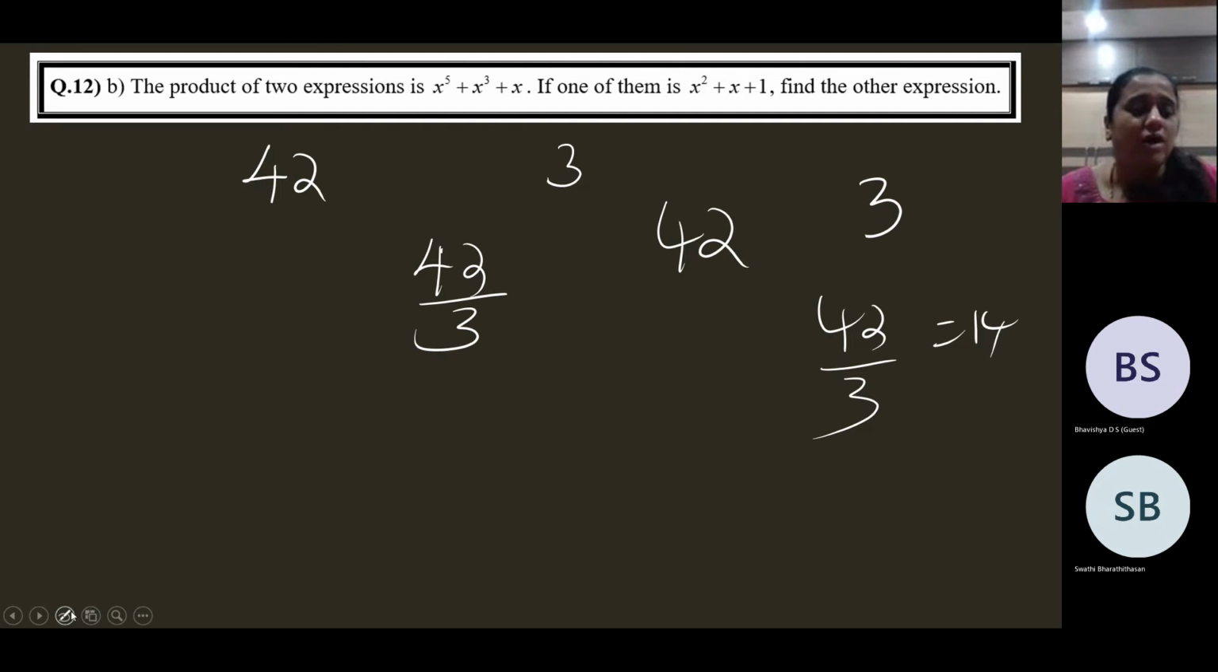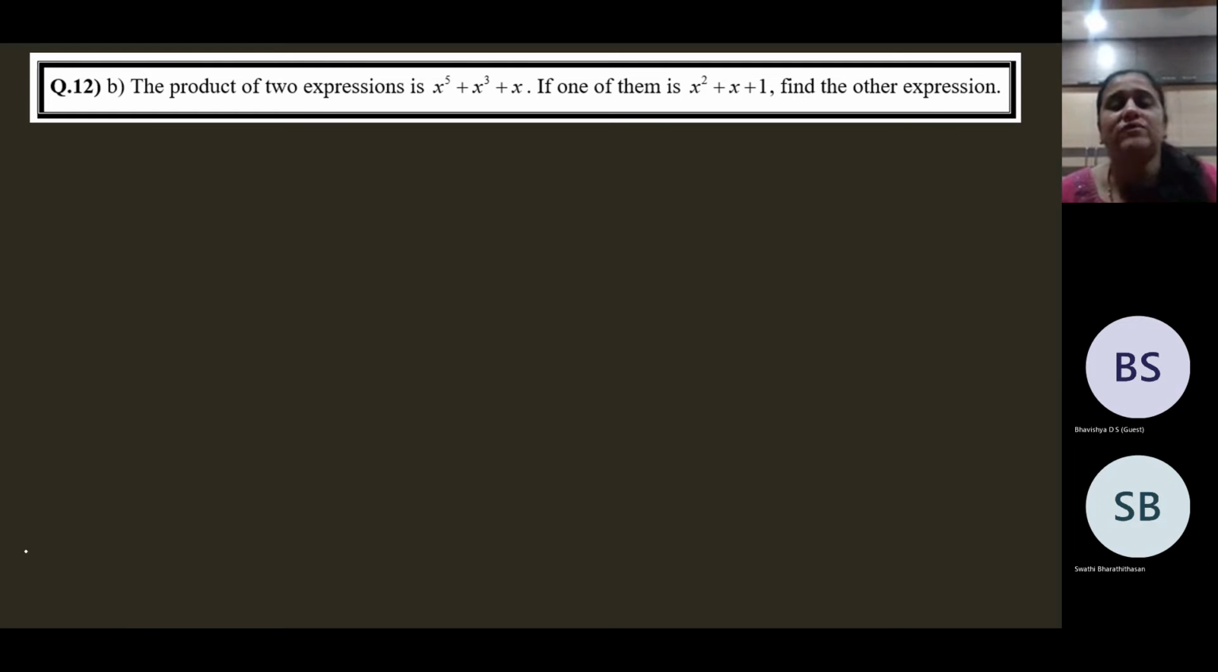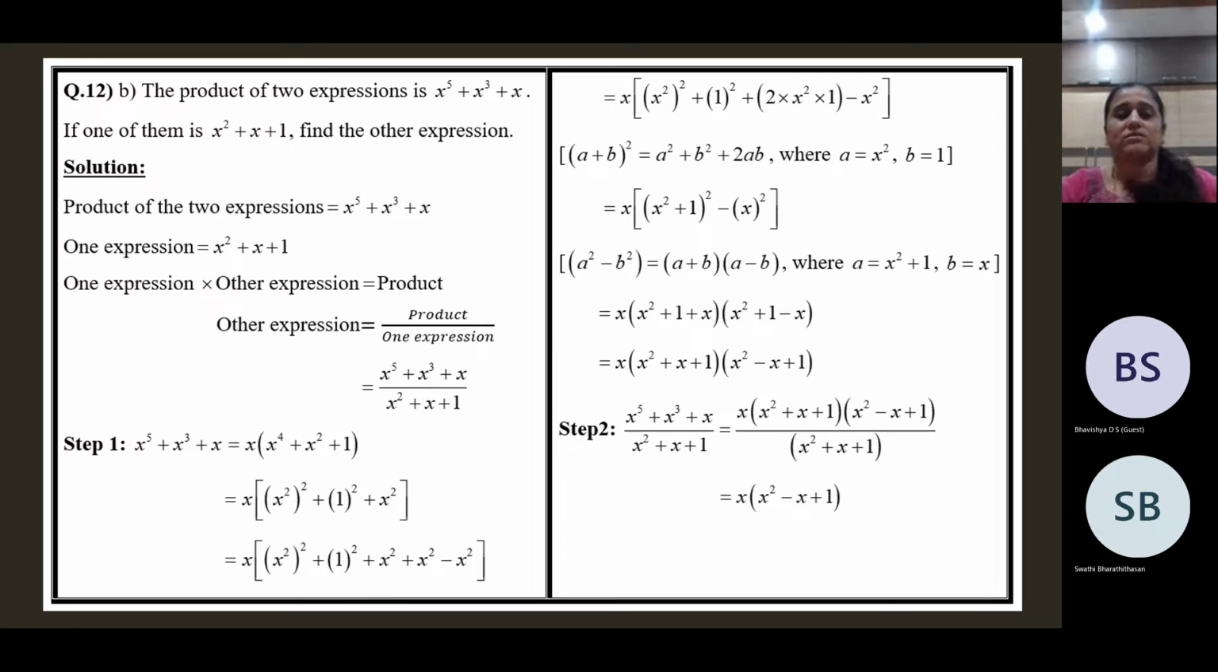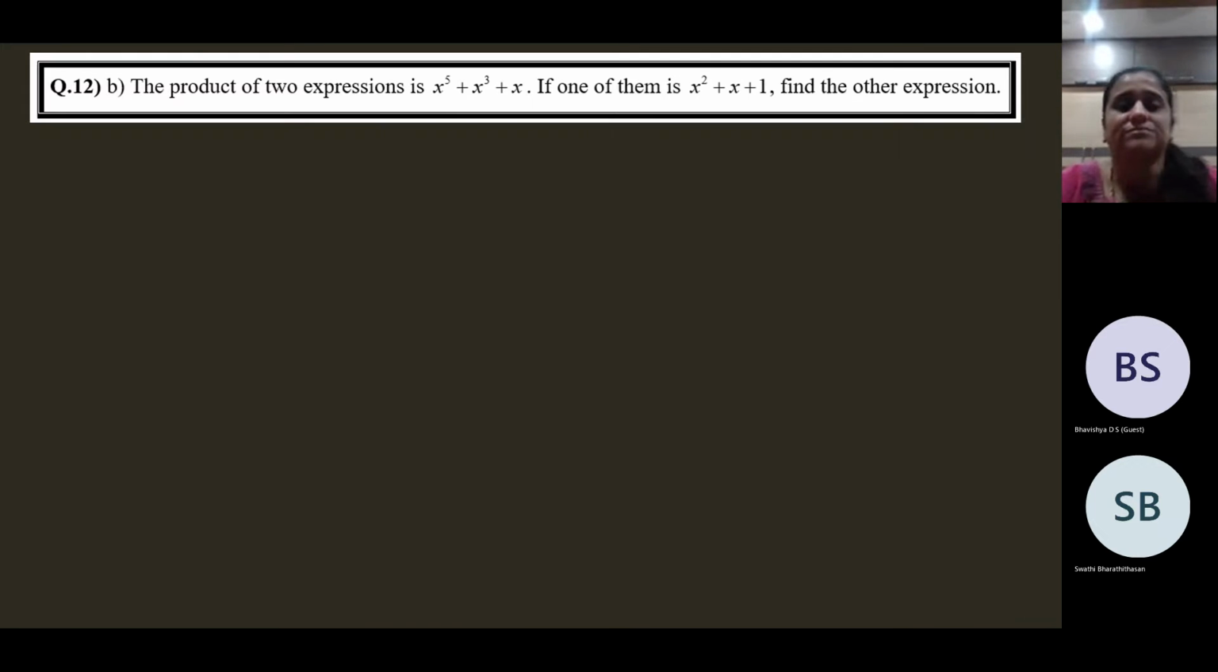Same thing here. Whatever you do with numbers, do the same thing with expressions. You just have to divide. You can do the division in two ways. You can either do long division or this kind of work. Long division is easier. Let's do the long division.